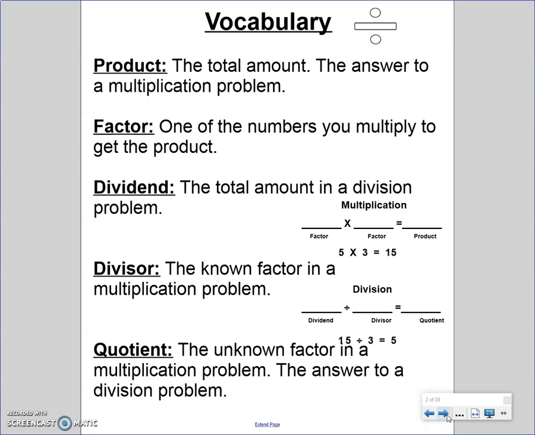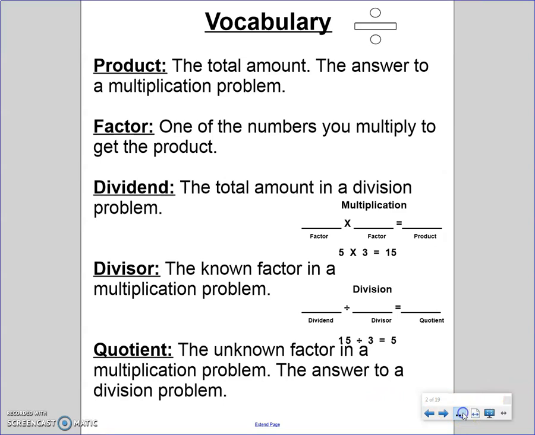We know that the product is the total amount. It's the answer to a multiplication problem. We also know that factors are one of the numbers you multiply to get the product. We know when we're thinking about division equations that the dividend is the total amount in a division problem. It is the product of a multiplication equation. The divisor is the amount you're dividing by. It's the known factor in a multiplication problem. The quotient is the answer to a division equation, and it is the unknown factor of a multiplication problem.